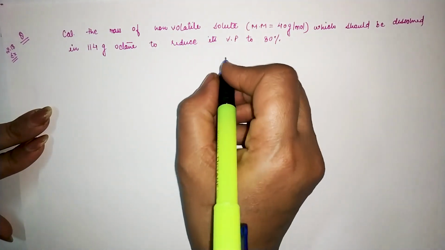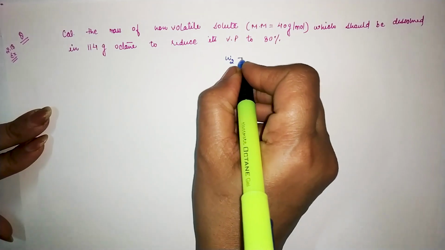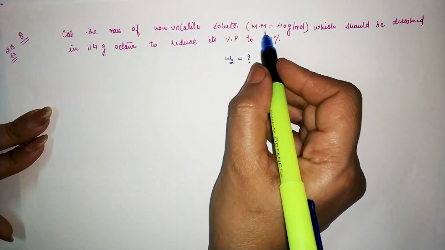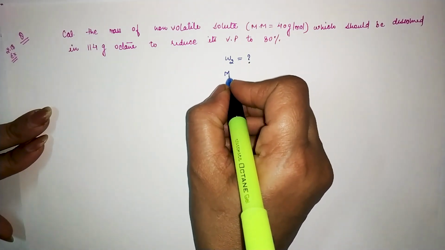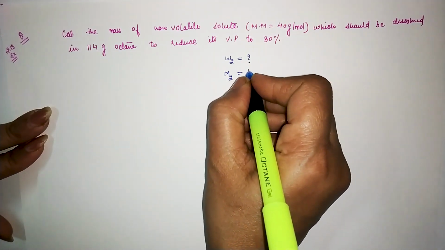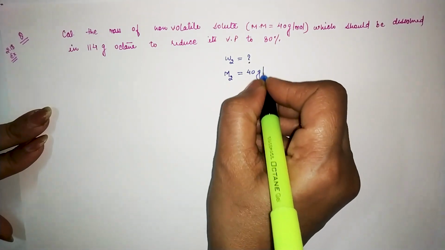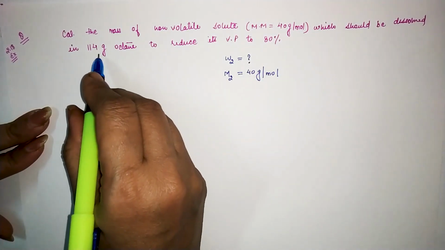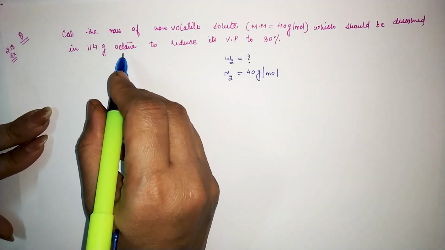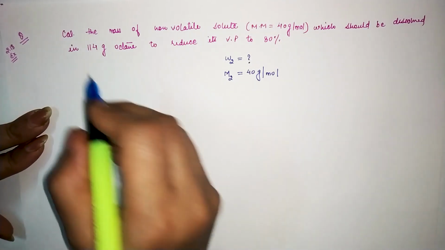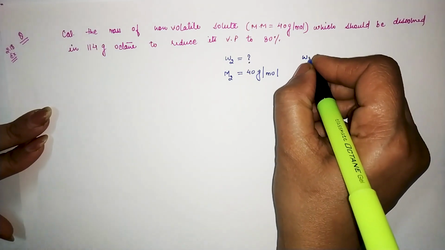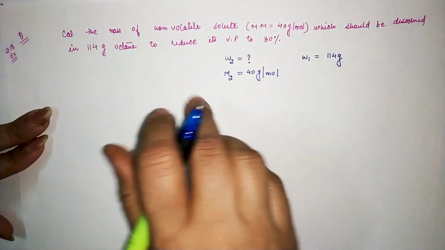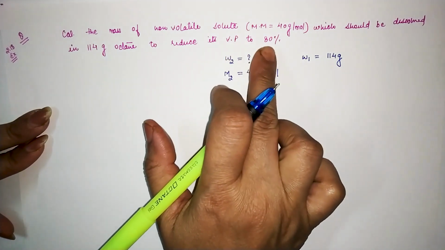Mass of the non-volatile solute means W2 you have to calculate in the question. Now molar mass is given, that is molar mass of solute, so it is M2, which is given as 40 gram per mole. Now which is dissolved in 114 gram of octane. Octane is our solvent whose mass is given as 114, means W1 is 114 gram. To reduce its vapor pressure to 80%.